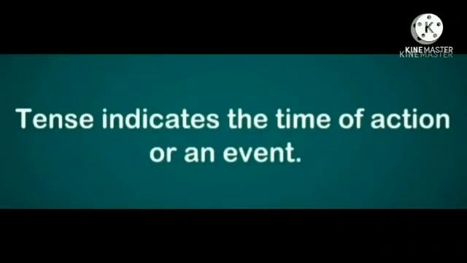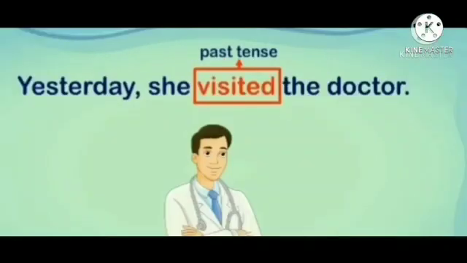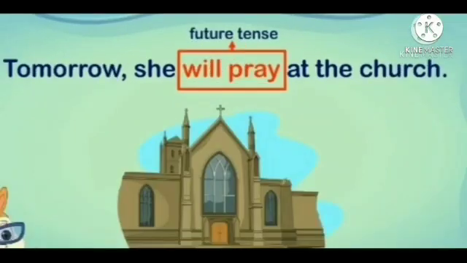Look at these examples. The moon shines brightly. In this sentence, the verb shines indicates an action in the present. Yesterday, she visited the doctor. In this sentence, the verb visited indicates the action in the past. That means something that has happened in the past. Next sentence, tomorrow she will pray at the church. In this sentence, will pray indicates the action in the future. That means we are talking about something that will happen in the future.